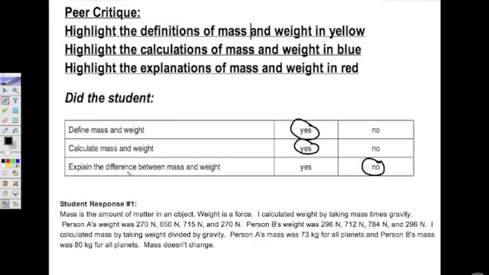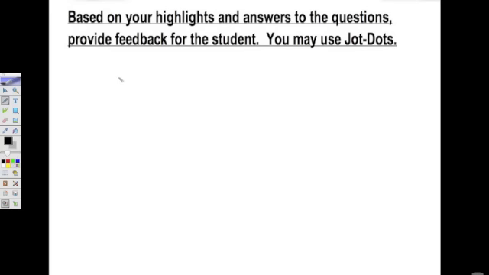So right now, at this point, this student has shown me an approaching level of understanding because they could define mass and weight, and they could calculate weight by using mass and gravity. So how are we going to provide feedback? Well, I hope you provided feedback for the student. I want you to share that feedback as a class, so wait until you do that.